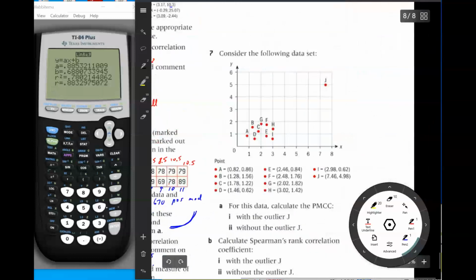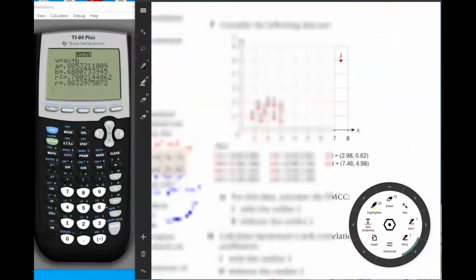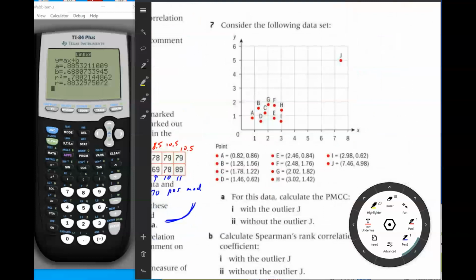Okay, let's do number 7. Okay, so let's look at this data set. And for this data, calculate the PMCC with the outlier J and without the outlier J.